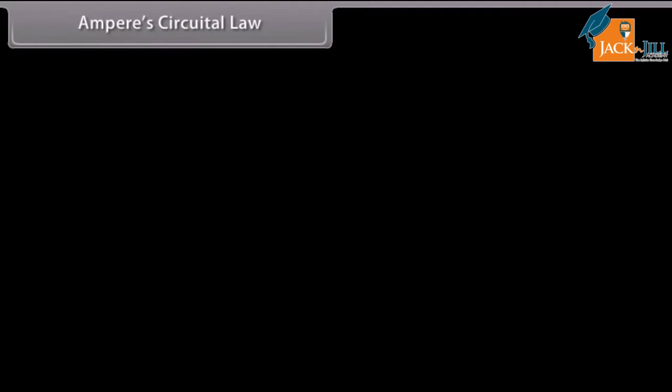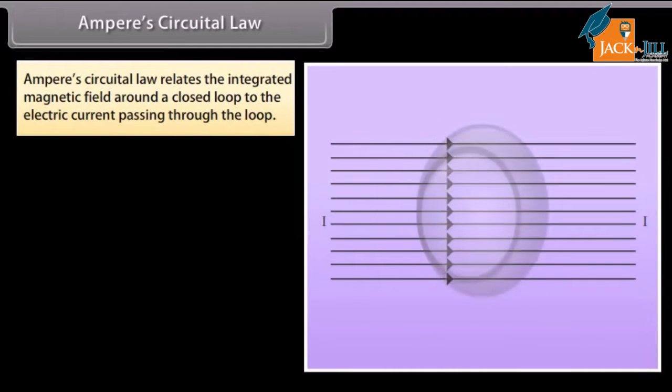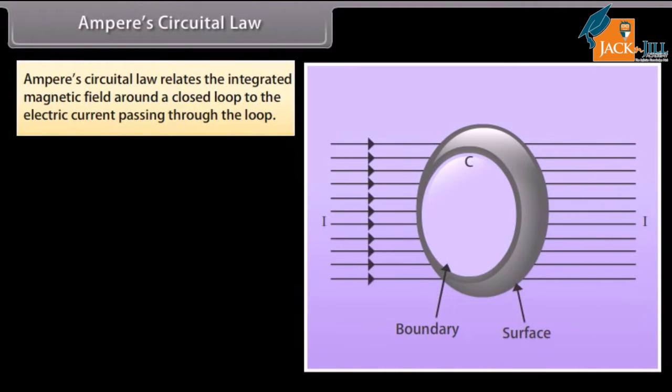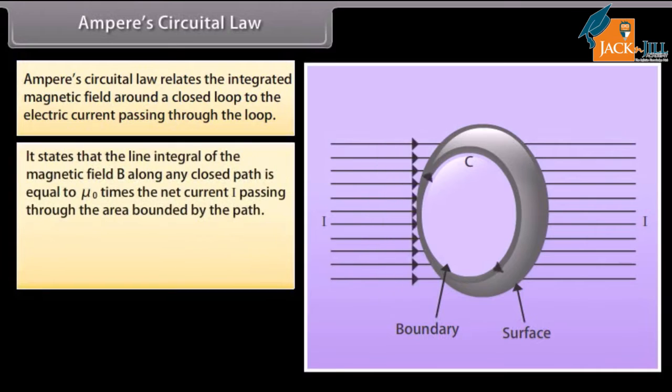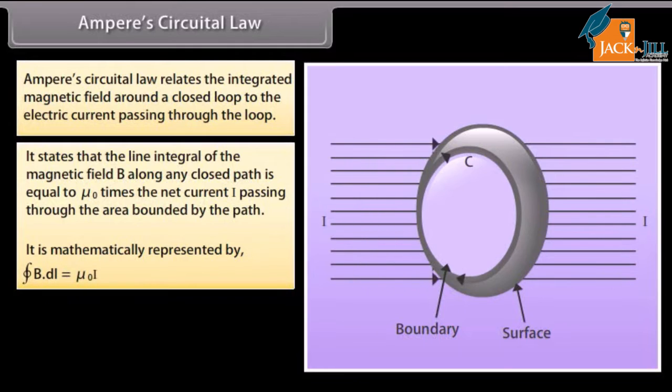Ampere's circuital law. Ampere's circuital law relates the integrated magnetic field around a closed loop to the electric current passing through the loop. It states that the line integral of the magnetic field B along any closed path is equal to mu naught times the net current I passing through the area bounded by the path. It is mathematically represented by closed integral of B dot dl is equal to mu naught I.